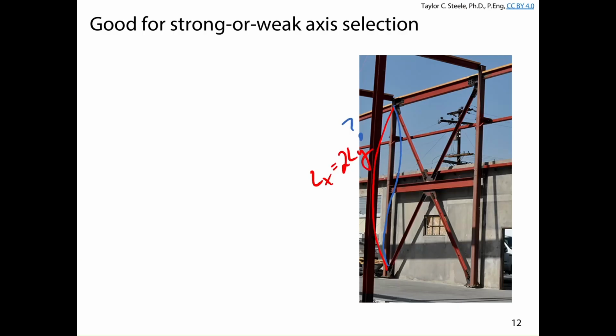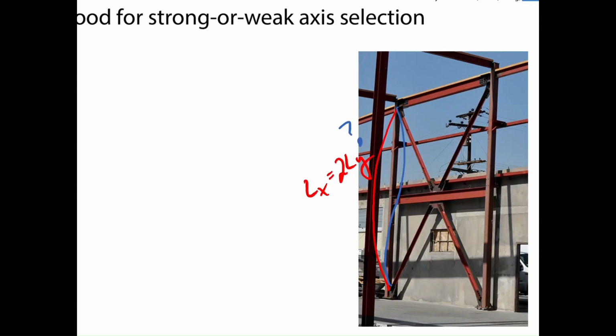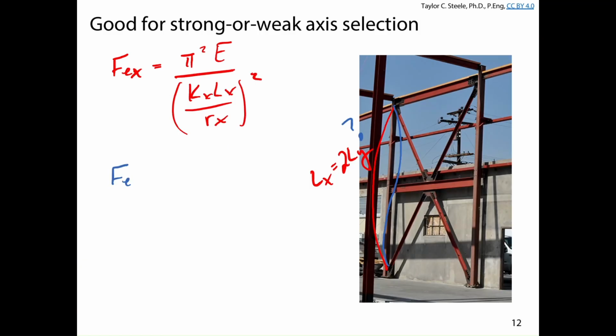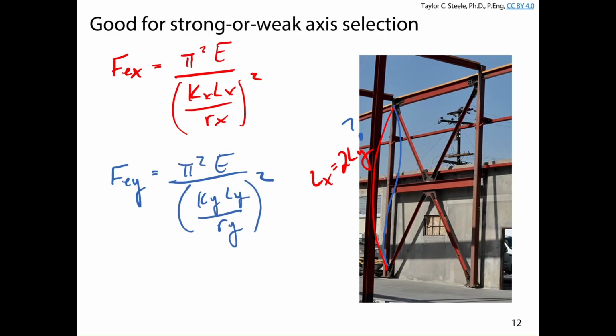The book helps us deal with situations where we also need to pick a section that's going to work from an axis buckling perspective. We will remember at least that Fex is pi squared E over Kx Lx over Rx squared, and for Fey, that's pi squared E over Ky Ly over Ry squared. So we'll see here that the only things in the calculation of Fe are K and L.